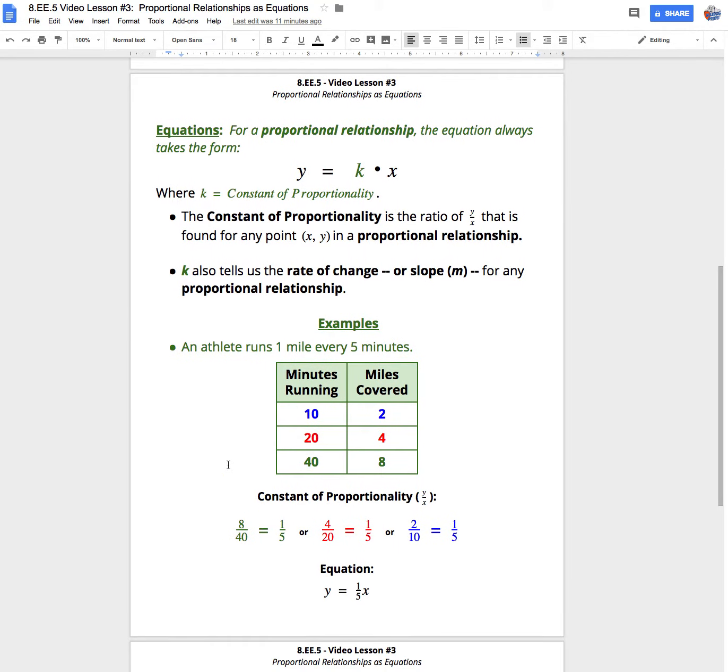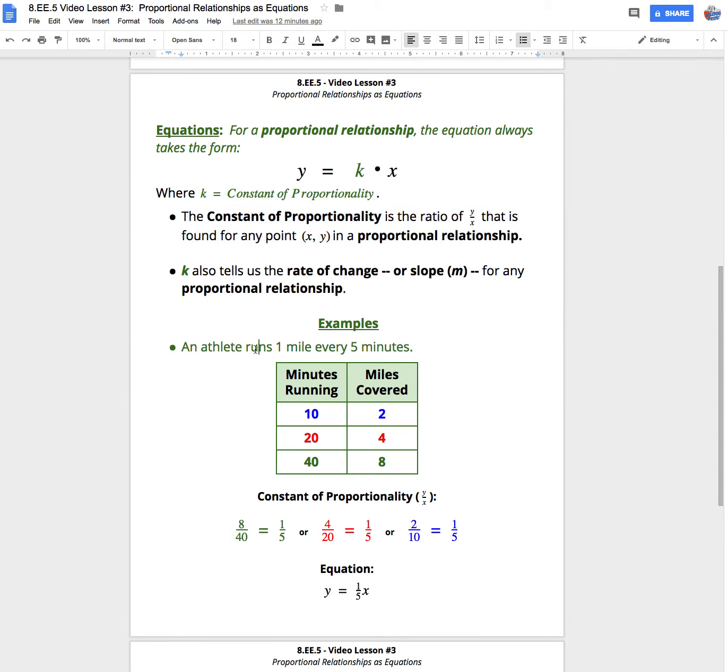The key for equations with proportional relationships is to recognize that they're always going to take the same form, this form y equals k times x, where k is equal to the constant of proportionality. Once you know that value, you can write an equation very quickly. Anytime you see an equation that has the form y equals k times x, then you know that you're working with a proportional relationship. The constant of proportionality is just a fancy word for the constant ratio of y over x that appears repeatedly in the proportional relationship we work with.